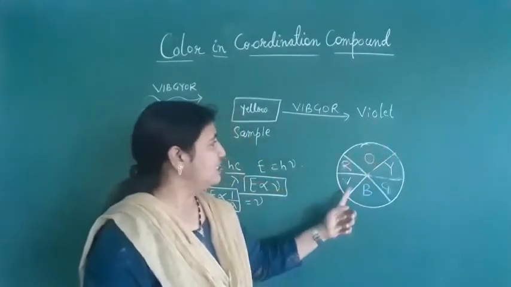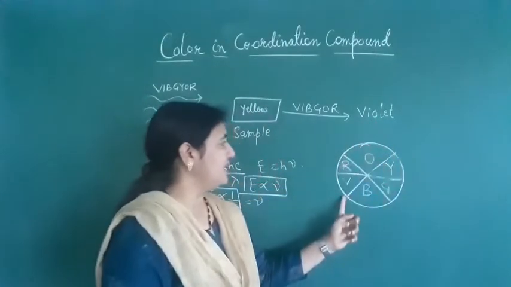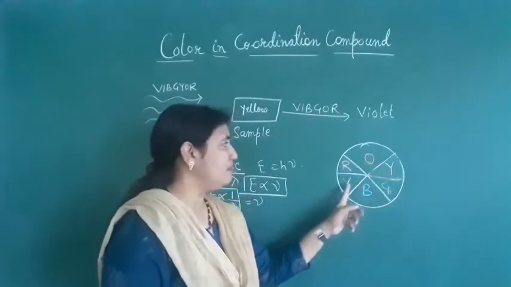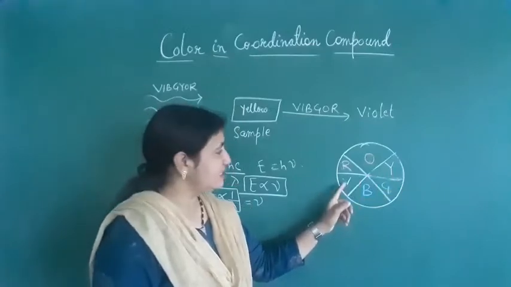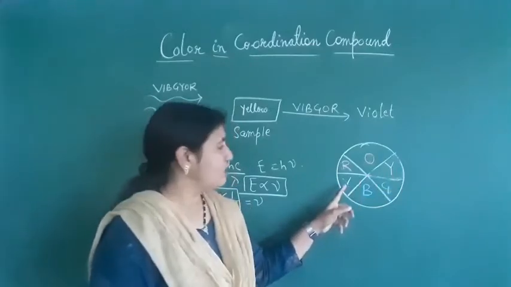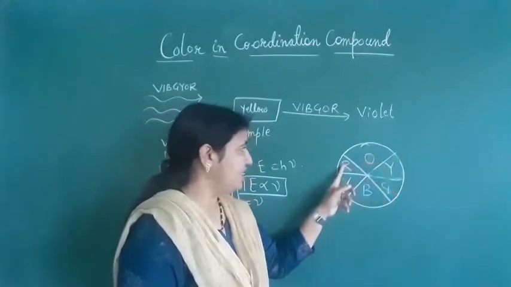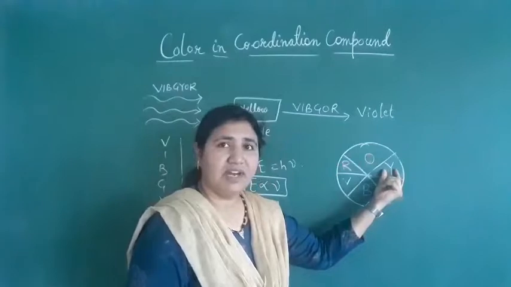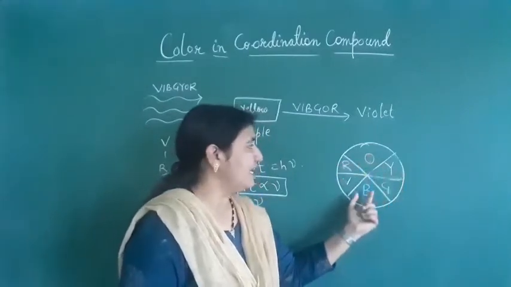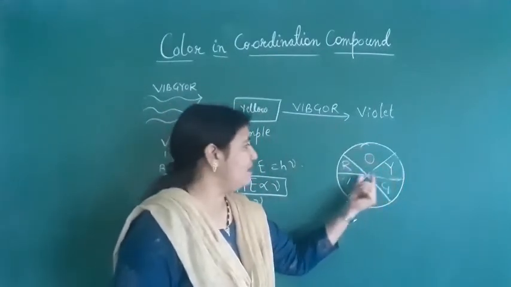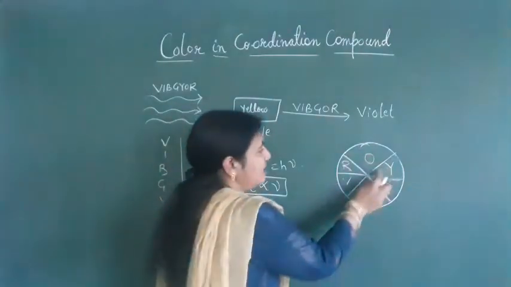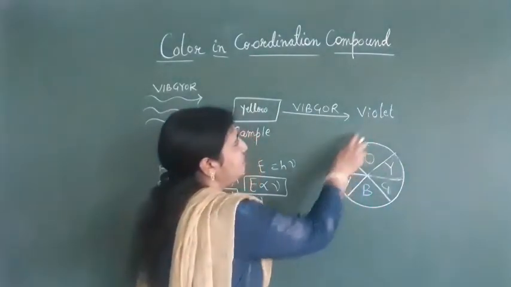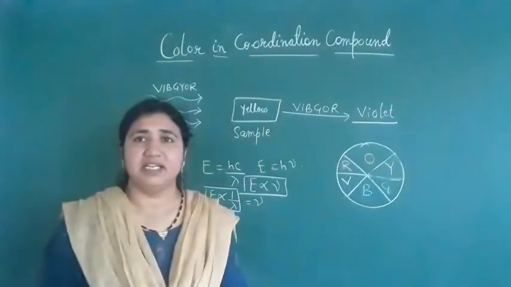This is the complementary color wheel we have here. If you see here, yellow color is absorbed by the sample and its complementary color is violet. So violet, blue, green, yellow, orange, red. If a substance absorbs a certain color's wavelength, the remaining get reflected, and the color in front of it on the wheel is its complementary color. So we can see this color.